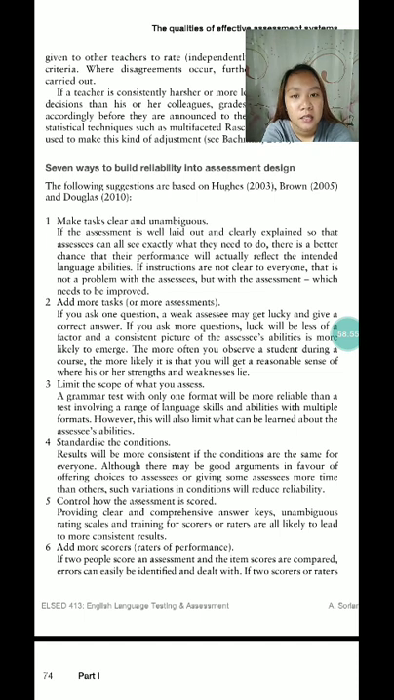Number 1 is make tasks clear and unambiguous. If the assessment is well laid out and clearly explained so that assessees can all see exactly what they need to do, there is a better chance that their performance will actually reflect the intended language abilities. If instructions are not clear to everyone, that is not a problem with the assessees but with the assessment, which needs to be improved.